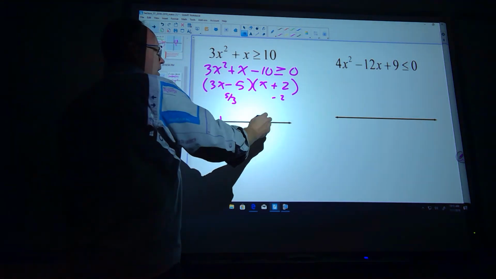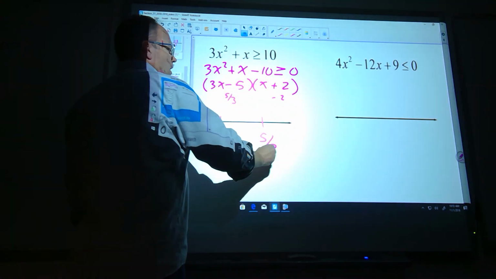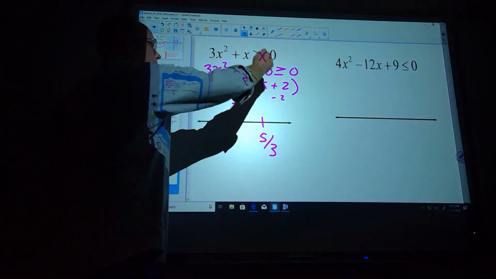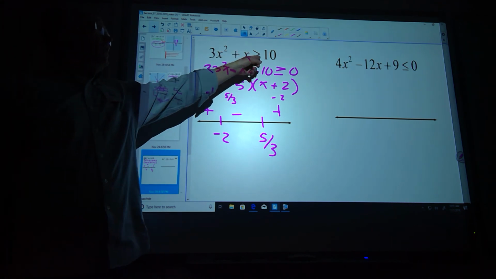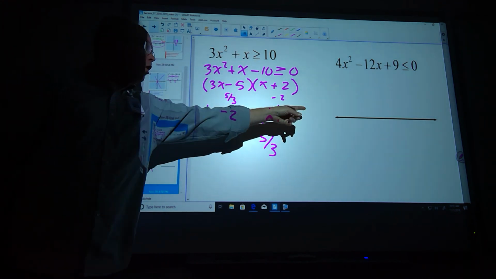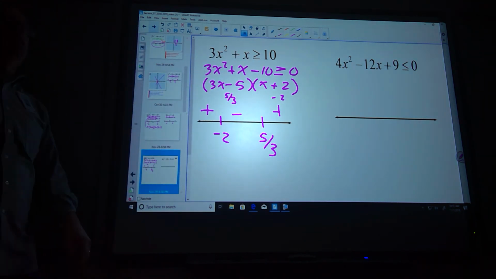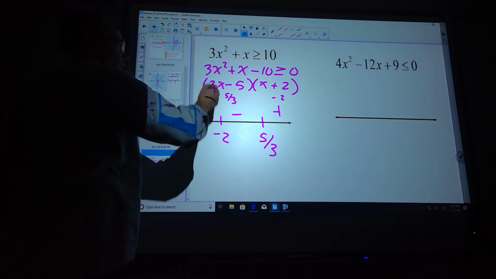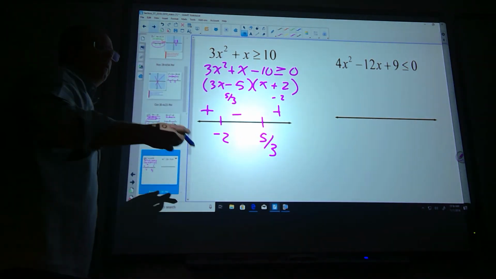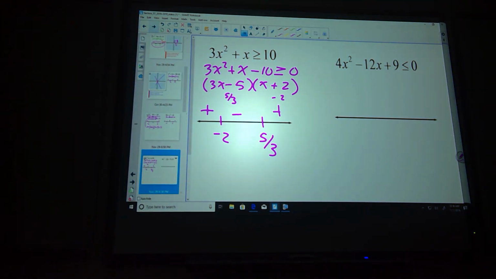So -2's here. Positive 5/3 is here. This parabola would be opening up. So I got positive, negative, positive. So where are we talking about is greater than 10? Here, over here, over. There's two regions. So on a graph it would look like this. So when you're talking about positive or negative, it's where is it above the x-axis and where is it below the x-axis is really what's taking place. Okay.